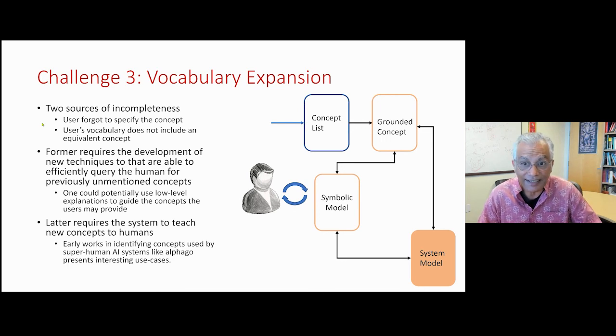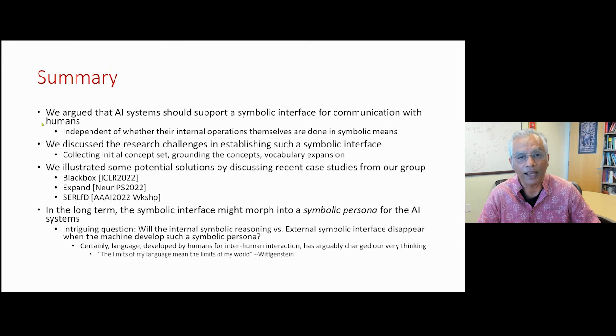In the latter case, it's really machine teaching the humans. There's some interesting work, for example, at DeepMind with Been Kim and other people involved, which tries to look at what AlphaGo might have based its decisions on by teaching some symbolic concepts to humans. That's the kind of thing you will end up having to do in vocabulary expansion, where the humans don't even know the missing vocabulary.